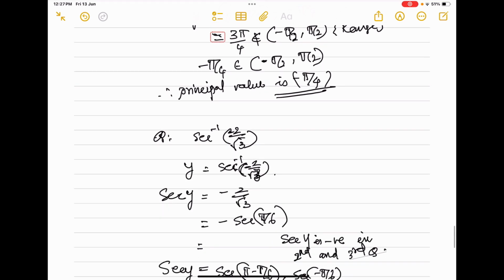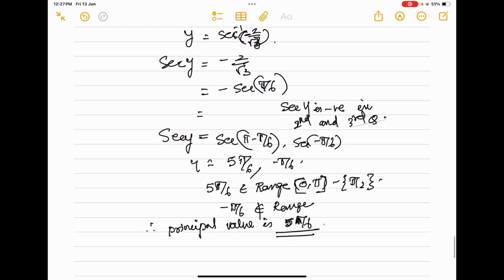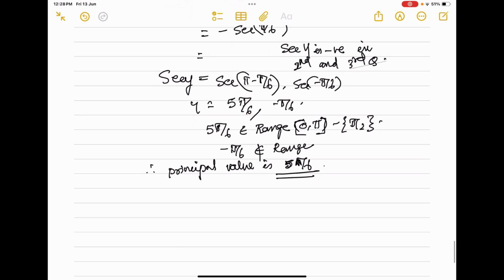Next one, sec inverse negative 2 by root 3. y equal to sec inverse negative 2 by root 3. Sec y equal to negative 2 by root 3, that's equal to negative sec pi by 6. Sec is negative in the second and third quadrant. In the second quadrant, pi minus pi by 6, that is 5 pi by 6. In the fourth quadrant, we get negative pi by 6. Check which belongs to the range. 5 pi by 6 belongs to the range 0 to pi minus pi by 2, and negative pi by 6 does not belong to the range. Therefore, the principal value is 5 pi by 6.